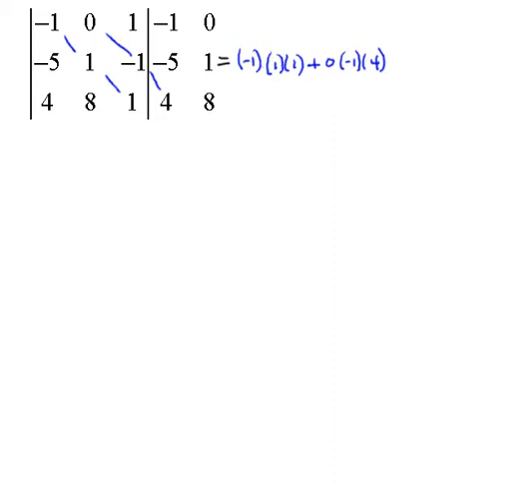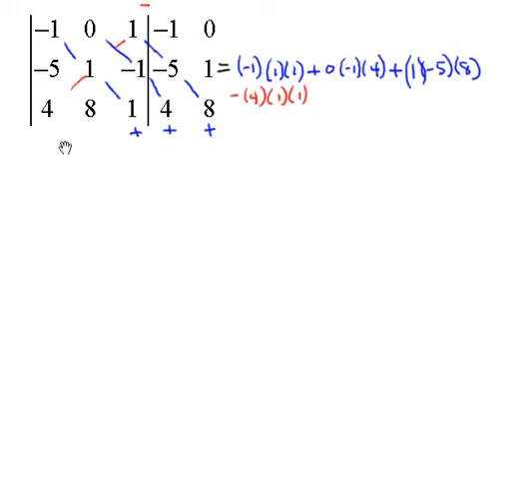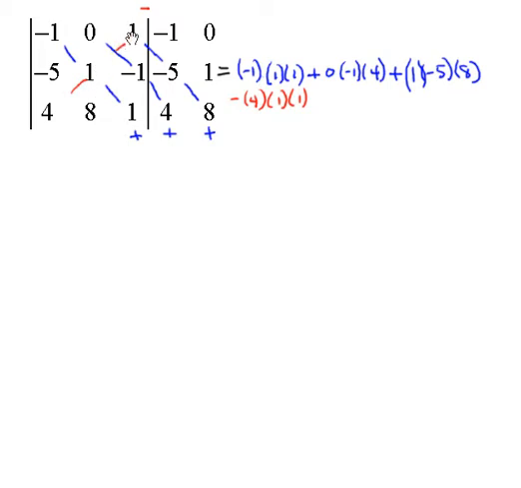And then plus the product of the next diagonal going down from left to right. 1 times -5 times 8. So there's the plus 1 times -5 times 8. All right, we've taken the product of all the diagonals going down from left to right that contain 3 numbers. We've added those results together. Now let's go up, find all the diagonals going up from left to right that contain 3 elements. Multiply those numbers together and subtract them. So we're going to subtract 4 times 1 times 1.